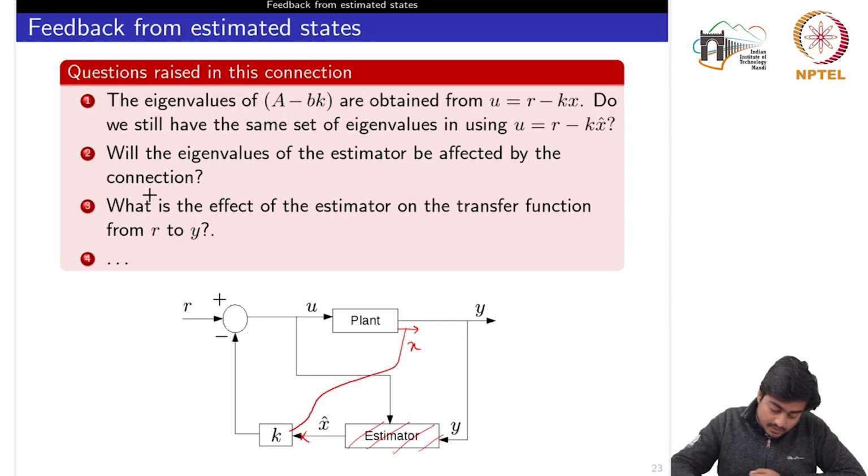Right? So now what is the effect of the estimator on the transfer function from R to Y? So earlier we have derived the transfer function of the closed loop system. Now there is an estimator block inside it. So this question naturally arises whether this estimator would have any impact on the transfer function, in the sense either the transfer function would change or would it remain the same. Okay. So we'll try to answer most of the questions in this connection.